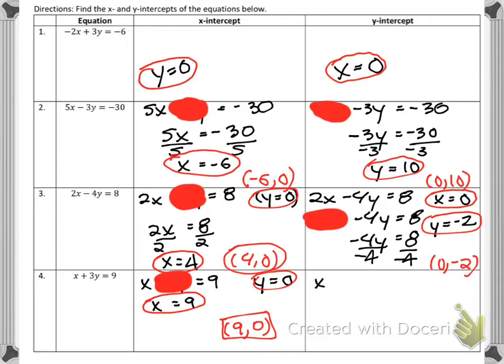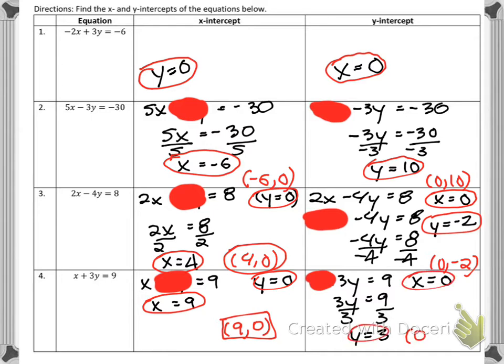Let's find the y-intercept and then we'll be done. To find the y-intercept, remember we need to set x equal to 0. We can either put a 0 in there or we can cover it up. So we have 3y equals 9. Divide both sides by 3, we find out that y is equal to 3. So let's build our ordered pair. We have x equals 0, and we have y equals 3. So the y-intercept of this line is 0, 3.